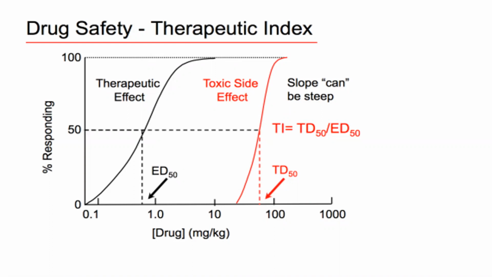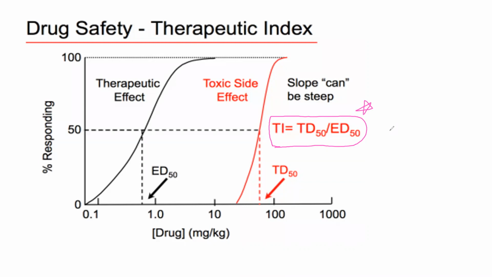So therapeutic index. Here I am not going into detail into therapeutic index. Therapeutic index is given by one formula. That formula, therapeutic index, is nothing but toxic dose 50 by effective dose 50. That is the formula for therapeutic index.